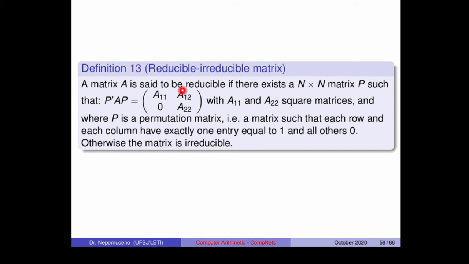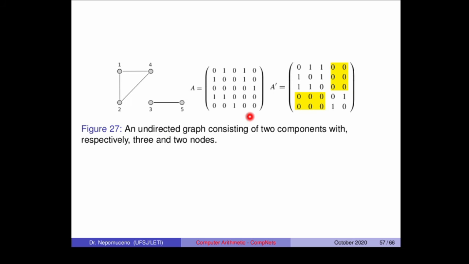A matrix A is said to be reducible if there exists an n by n matrix P such that P transpose times A times P equals this matrix, with A1 and A2 square matrices, and where P is a permutation matrix, that is, a matrix such that each row and each column have exactly one entry equal to 1 and all others 0. Otherwise, the matrix is irreducible.